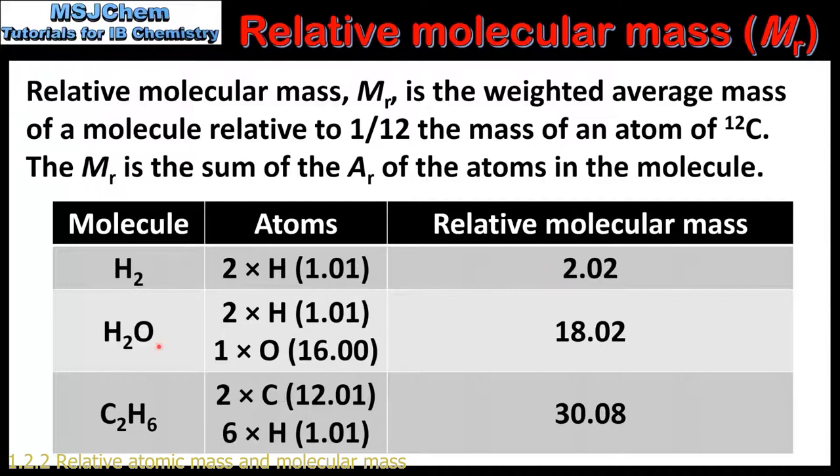The next example is H2O, which is composed of two hydrogen atoms and one oxygen atom. If we add up the relative atomic masses of the atoms, we get a relative molecular mass of 18.02. And finally, we have C2H6, which is ethane. A molecule of ethane is composed of two carbon atoms and 6 hydrogen atoms. If we add up the relative atomic masses of the atoms, we get a relative molecular mass of 30.08. Note that like relative atomic masses, relative molecular masses do not have units.